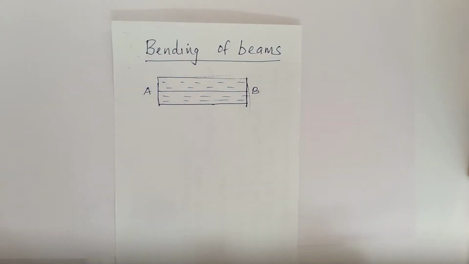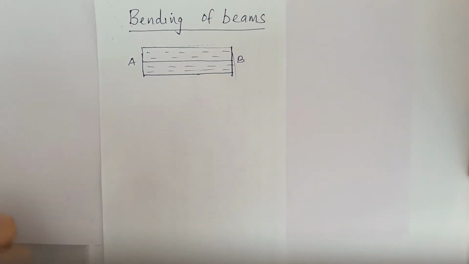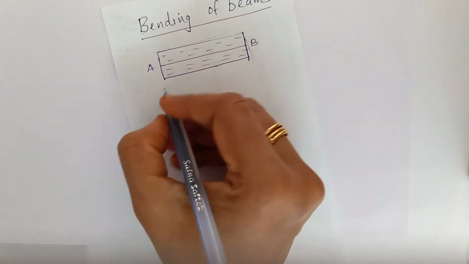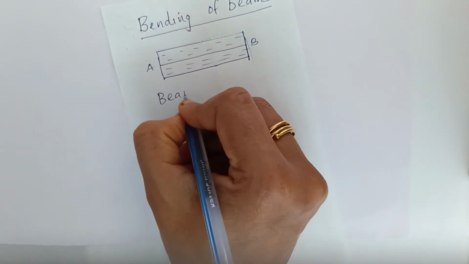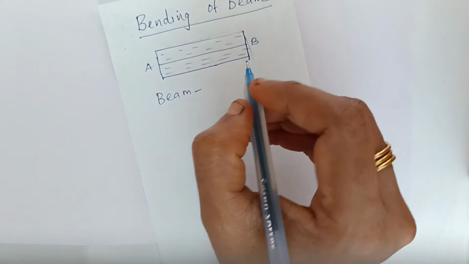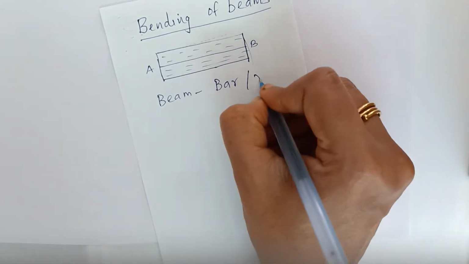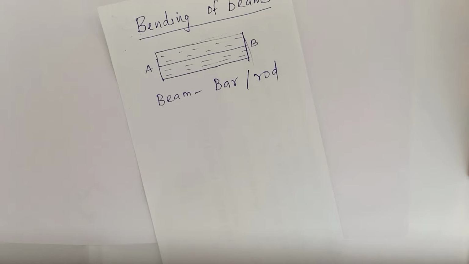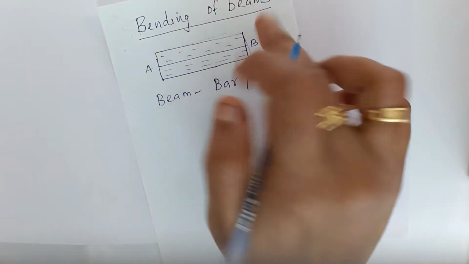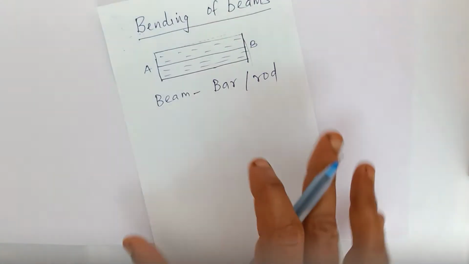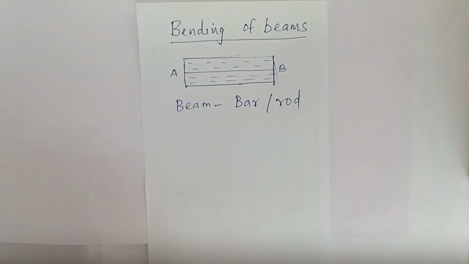In this video we are going to discuss bending of beams. So, what do you mean by a beam? Let us start with the word beam. A beam can be a bar or a rod. So we are going to study the bending of beams, or bending of a bar.